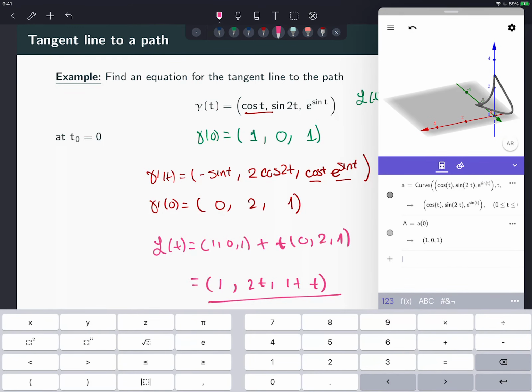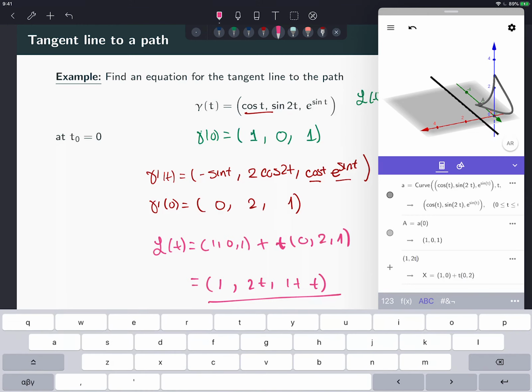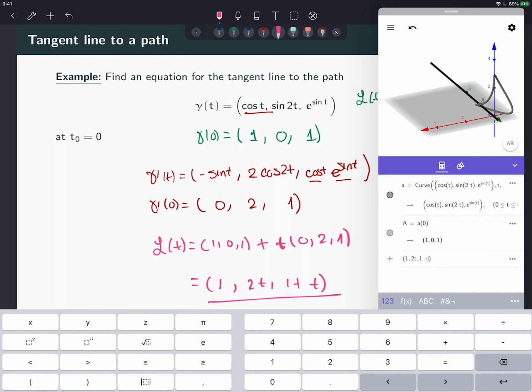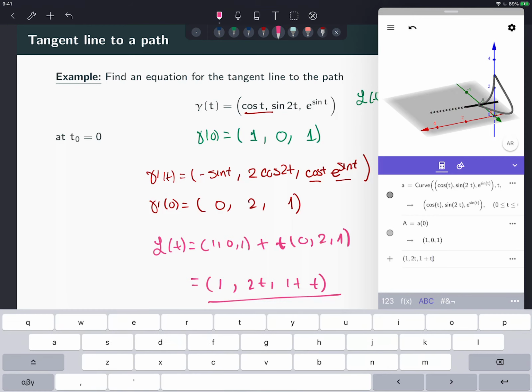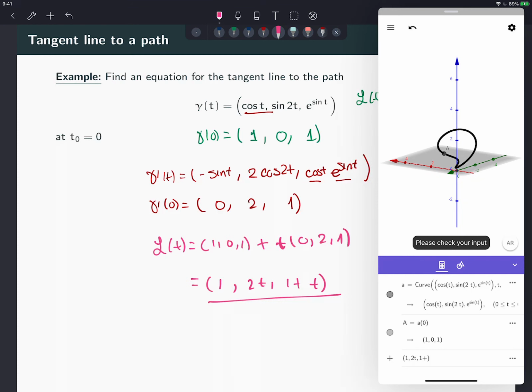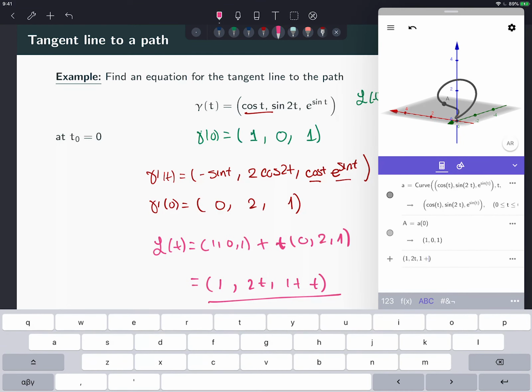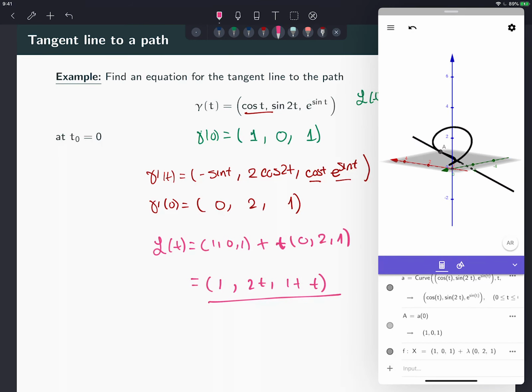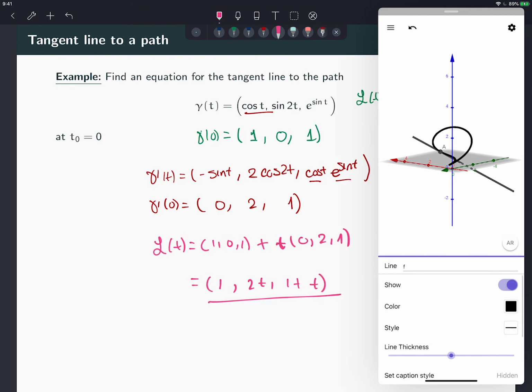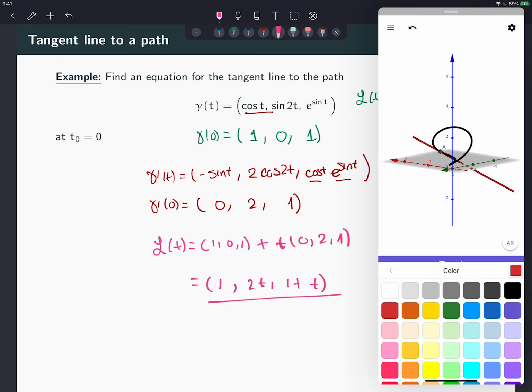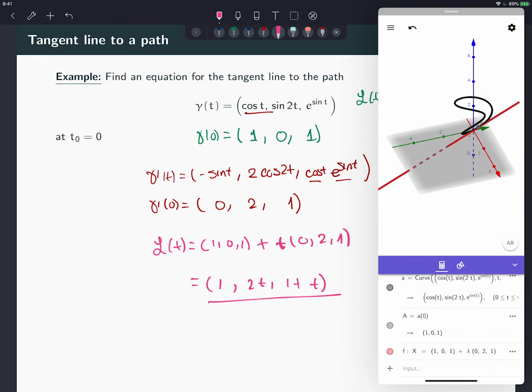And I'm going to do now the tangent line. I'm just going to start writing the parentheses. I can do 1, then comma 2t. So I can go here and go to the letter t. And then I need a comma and do 1 plus t. And I press enter. And that's my tangent line. Oh, what happened? I didn't put the t, sorry. Right there, 1 plus, I didn't put the letter t. There you go. So there's my tangent line. I hope you see it. It's a different color. I can probably change the color here. Okay, and you can see the tangent line right there.